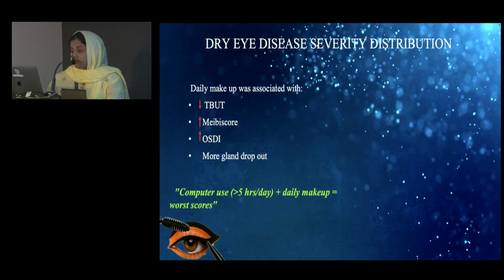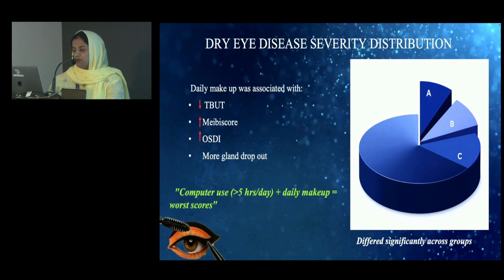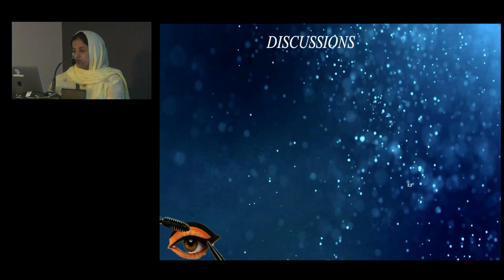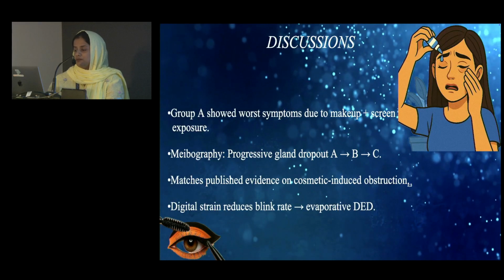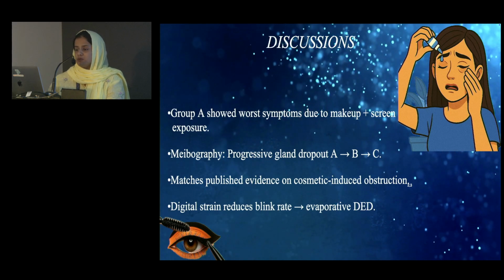So, this chart compares the overall dry eye severity. That is, group A again shows the highest proportion of moderate to severe dry eye. Group B is intermediate, and group C maintains mostly normal to mild values. Overall, the findings demonstrate that daily makeup use, especially when combined with prolonged screen exposure, may lead to worsening of the symptoms, poor tear metrics, and greater meibomian gland dropout.